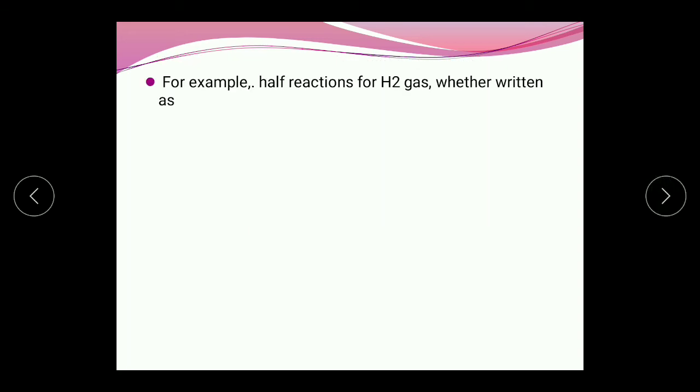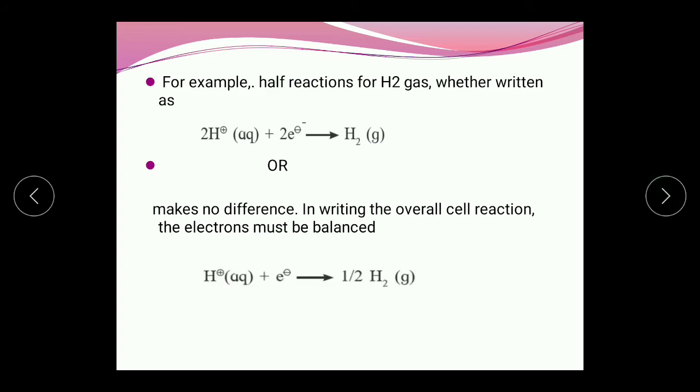For example, the half reaction for hydrogen gas can be written in both ways. It can be written like this: 2 electrons for the 2H+ ions. As there is a 1+ charge on the hydrogen, it will accept only 1 electron. But if we want 2 electrons, then multiply the total reaction by 2. So, the reaction can be written like this, or it can be written like this. That means H+ plus an electron gives half H2.